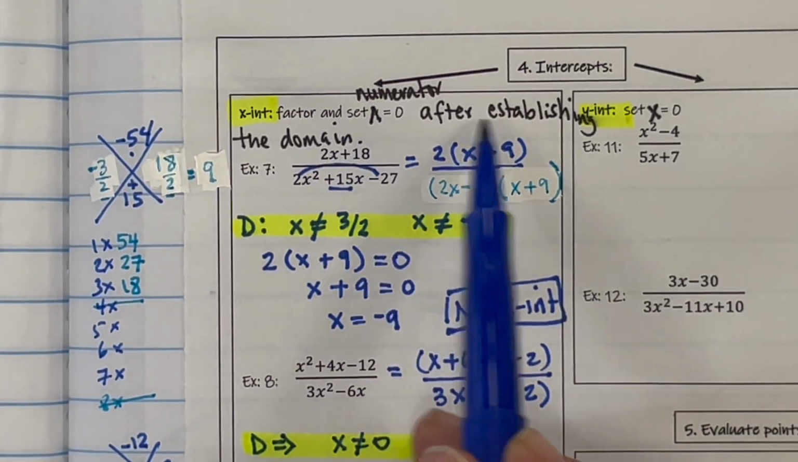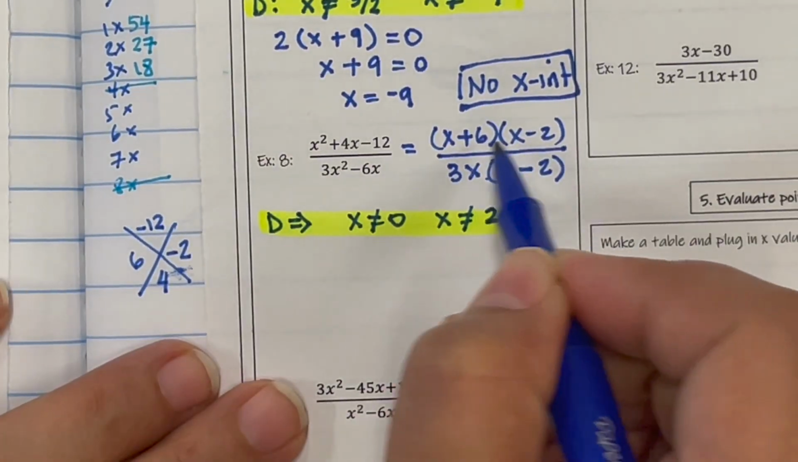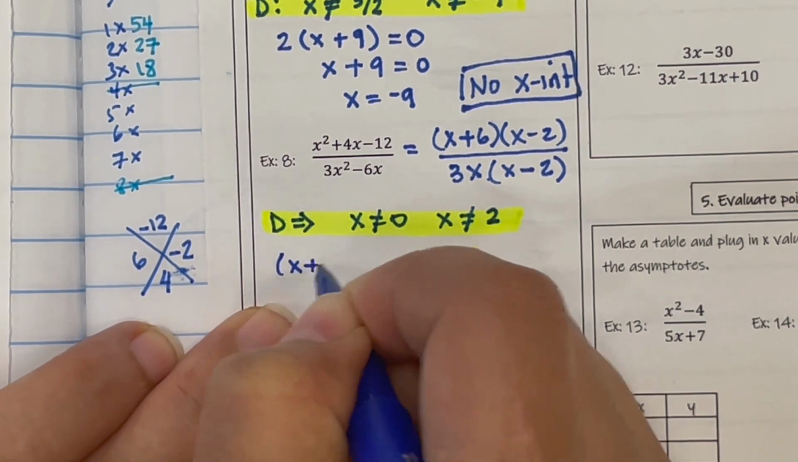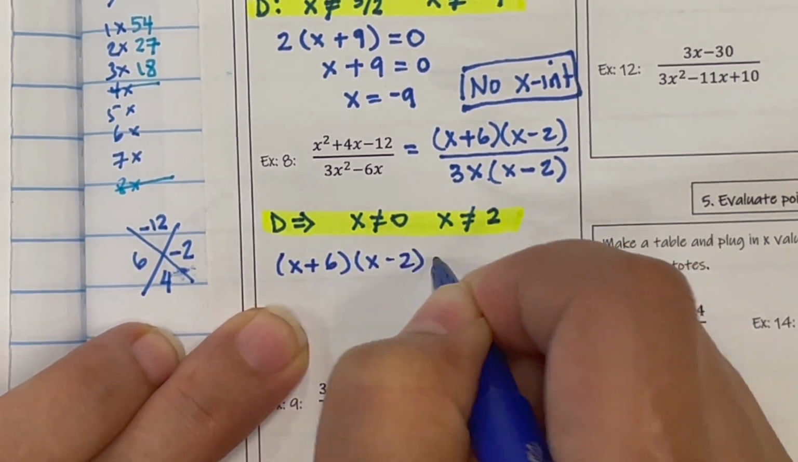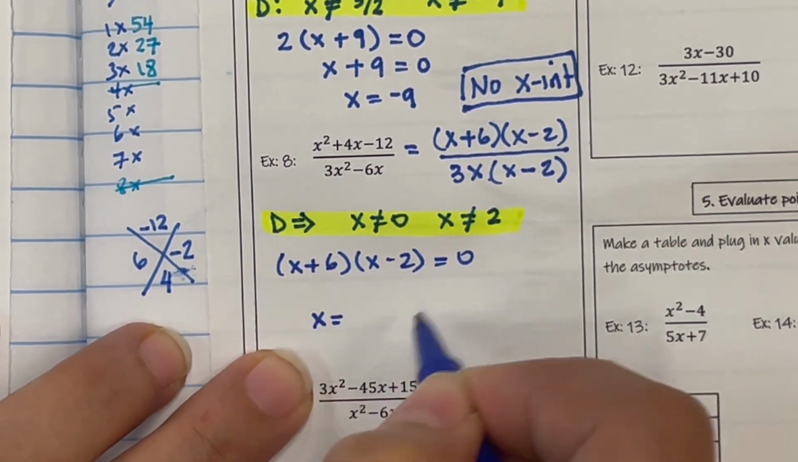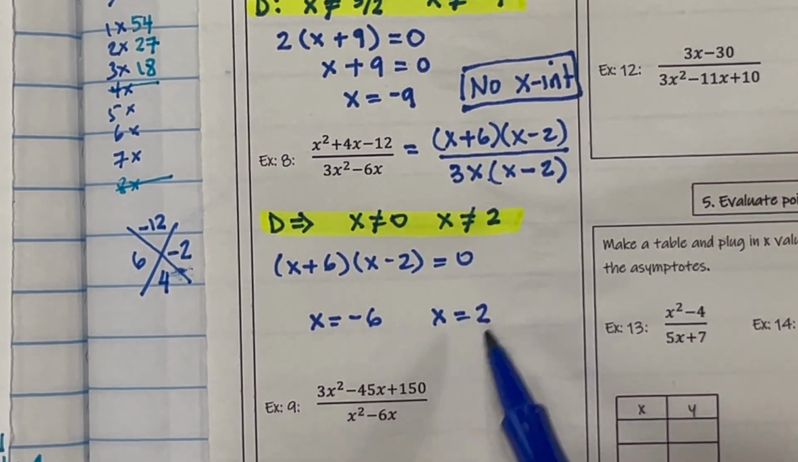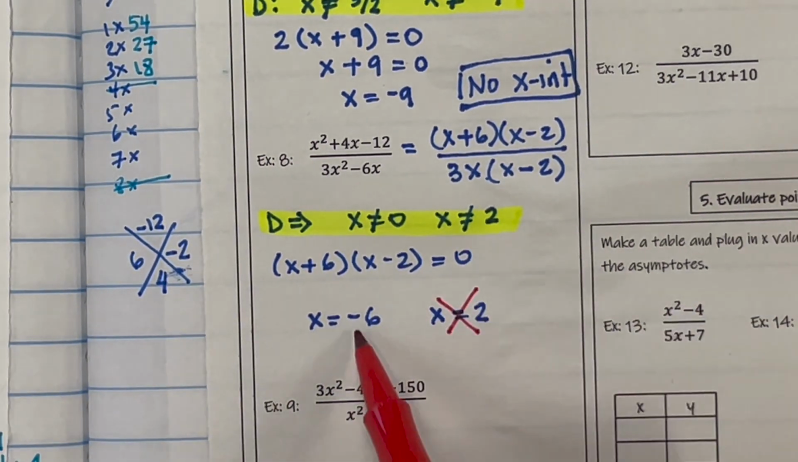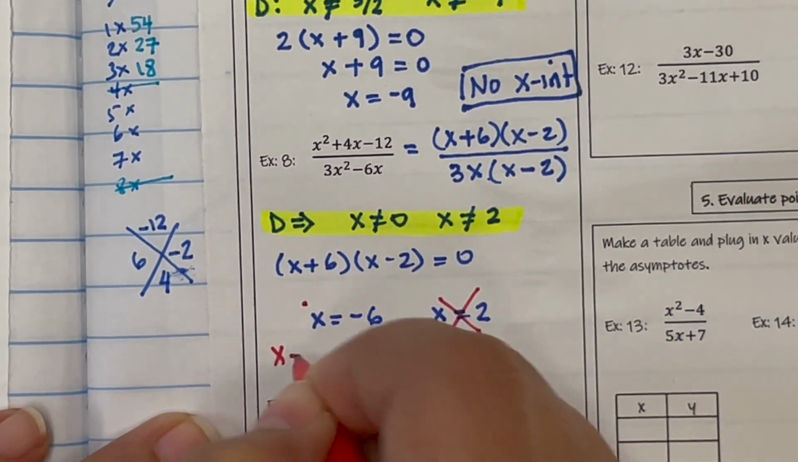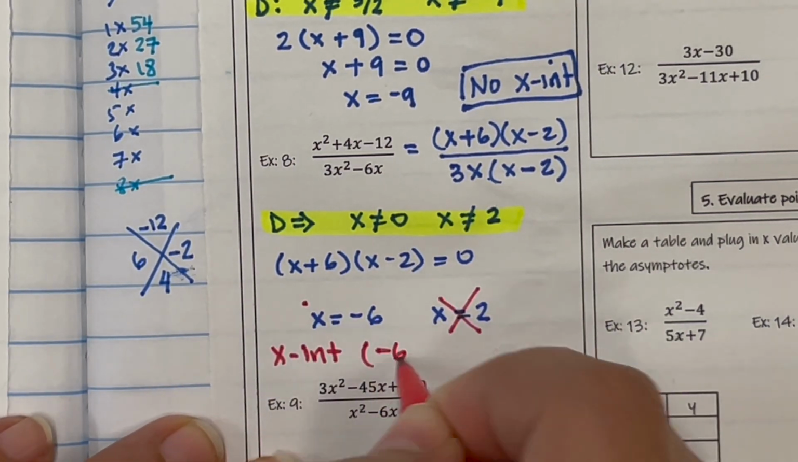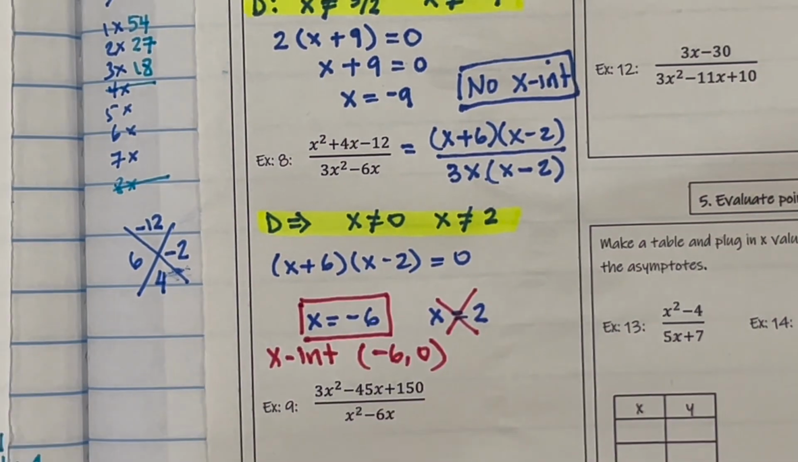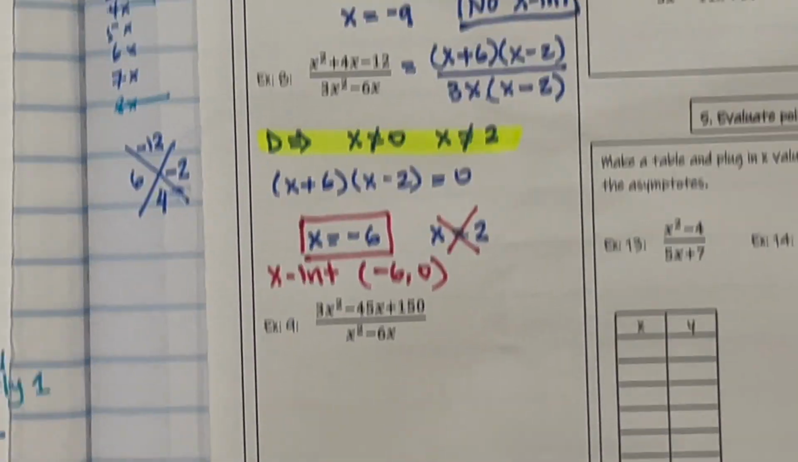All right, so let's go ahead and set the numerator equal to 0. So we have x plus 6 times x minus 2 equals 0. And solving one at a time, take the 6 to the other side, it's going to be negative 6. Take the negative 2 to the other side, it's going to be positive 2. All right, so we cannot have x equals 2 because that's going to make it 0, but the x equals negative 6 is perfect. Write it in coordinate form, so it's negative 6 comma 0. All right, let's look at another example.